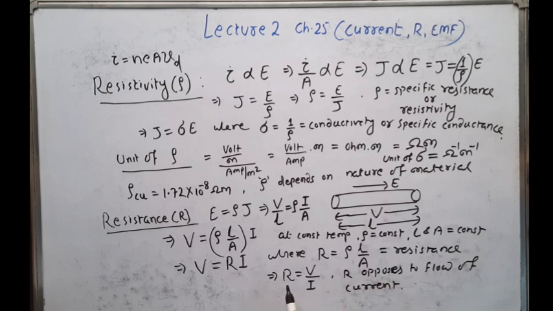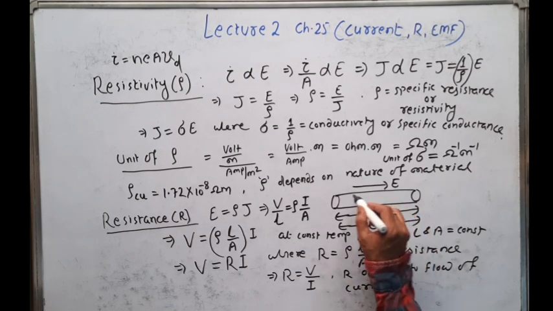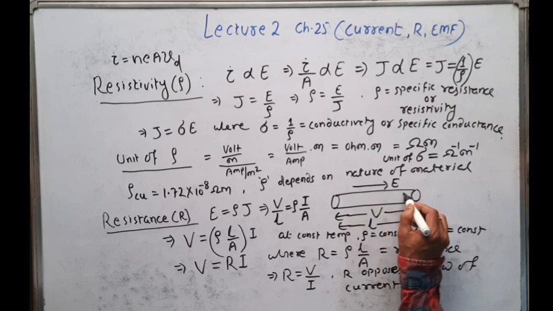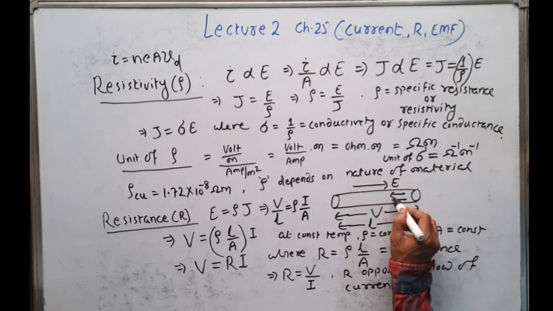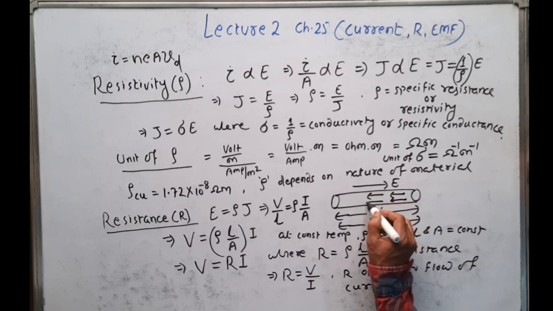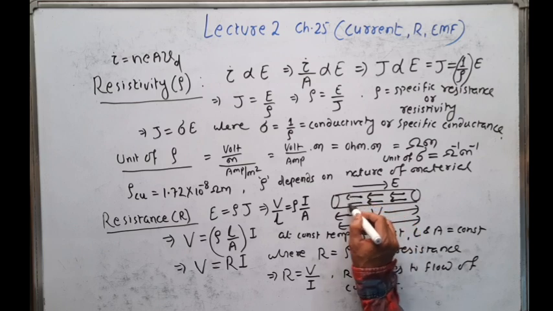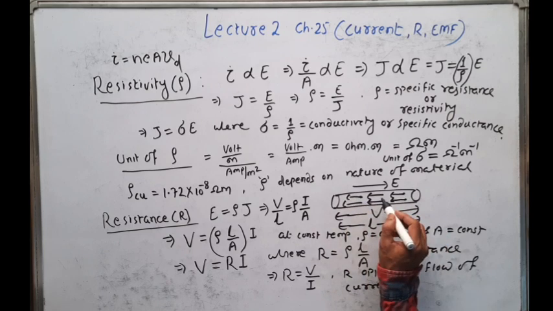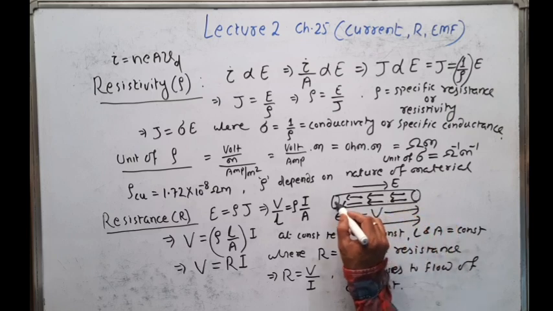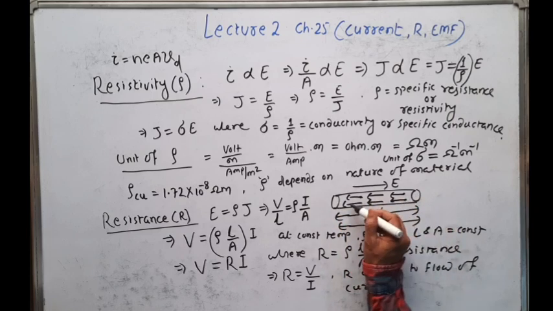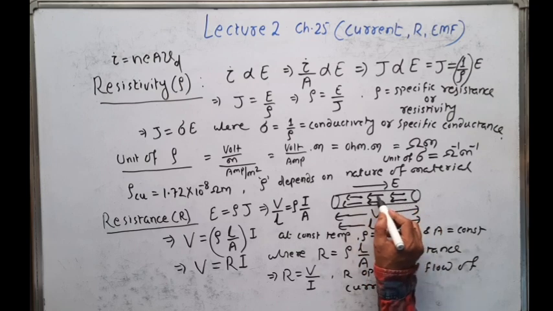Actually, what is the meaning of resistance? What is the concept of resistance? So resistance means when an electric field is applied to a conductor, electrons will move opposite to the direction of the electric field. So when electrons start drifting from lower potential to higher potential, during their motion, they will collide with each other. And during collision, there is some energy loss.